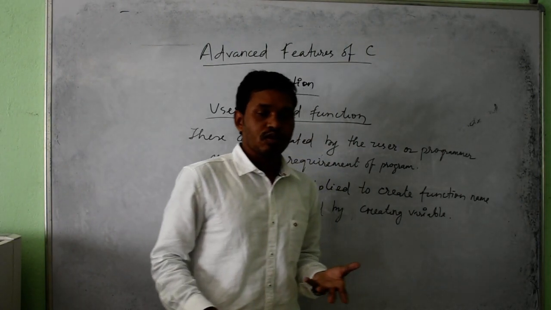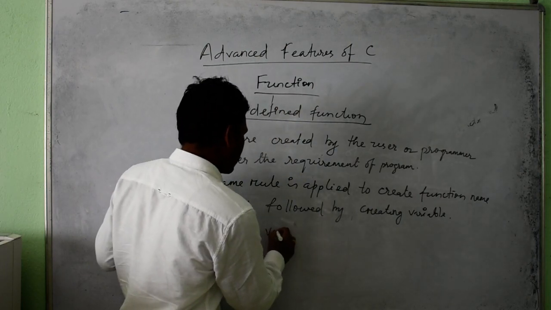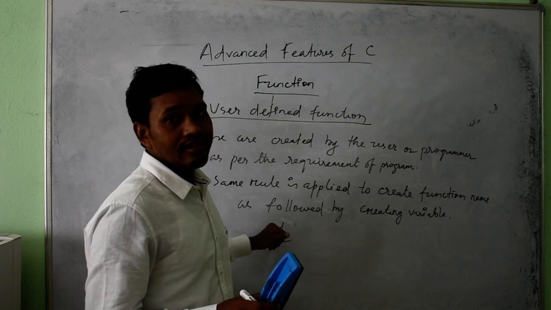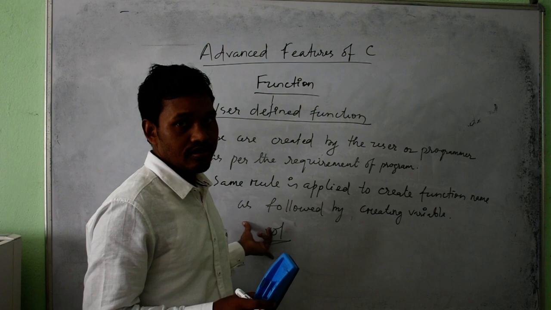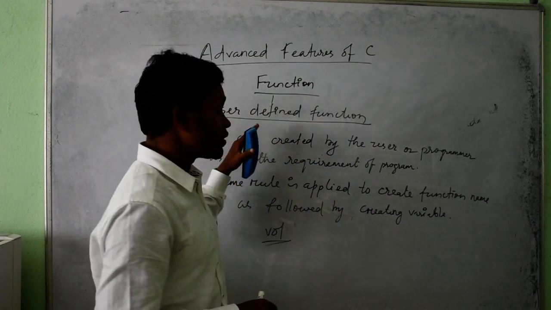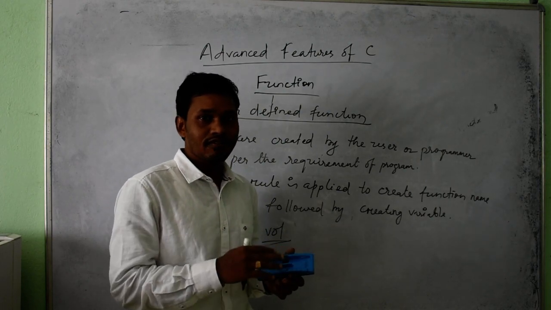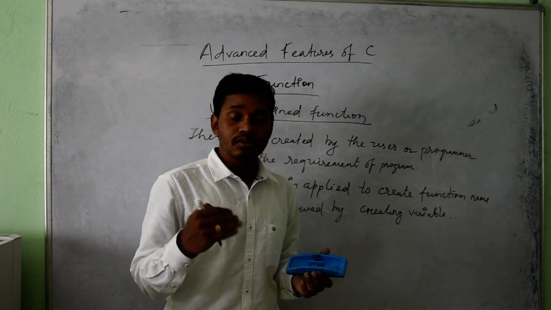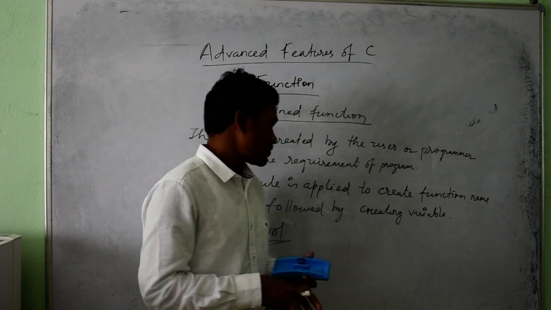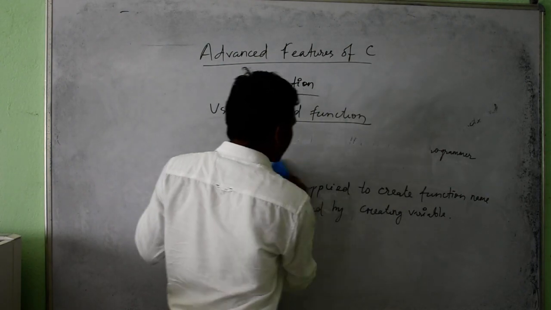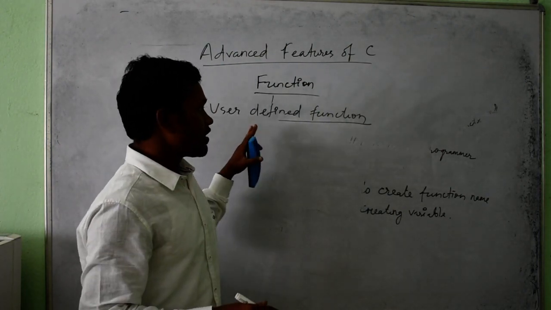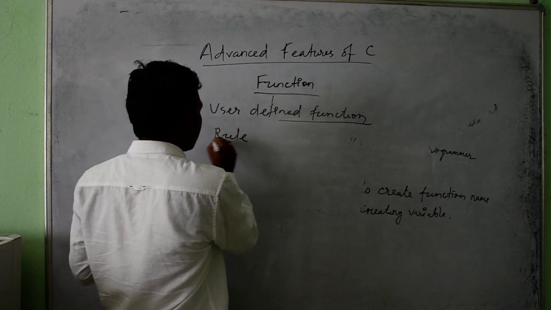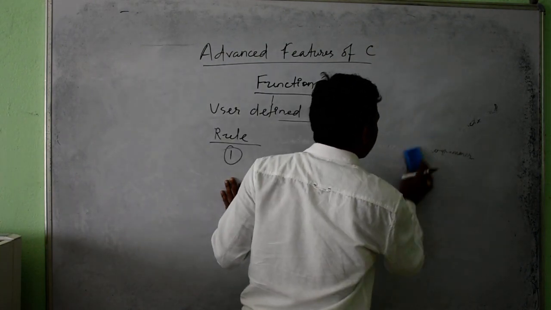Let's suppose we have created a function named wall. Then we have to use it in a program. To use a user defined function, which the programmer is creating and which is not in any compiler package, you have to follow three rules. The first rule: you have to declare that function.